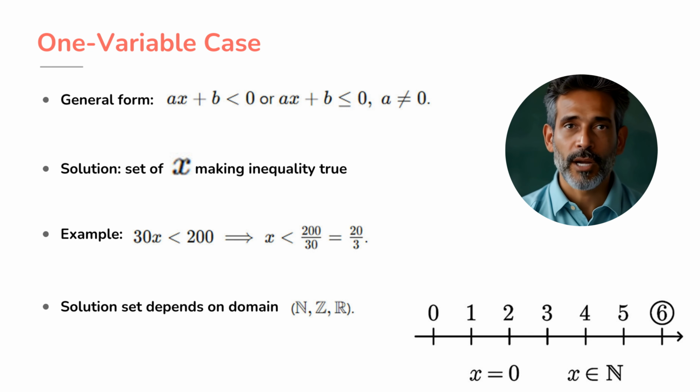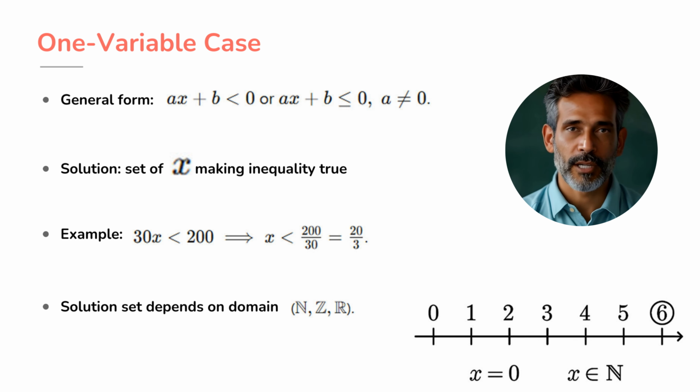Consider Ravi going to the market with 200 rupees. Each rice packet costs 30 rupees. If x is the number of packets, spending is 30 times x. He cannot exceed 200, so we write 30x < 200. Divide both sides by 30: x < 200/30, which simplifies to x < 20/3. Now, by domain, if x is a natural number, valid solutions are 0, 1, 2, 3, 4, 5, 6.